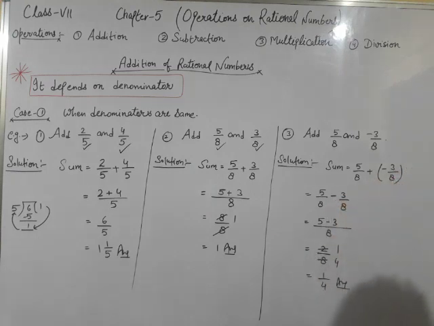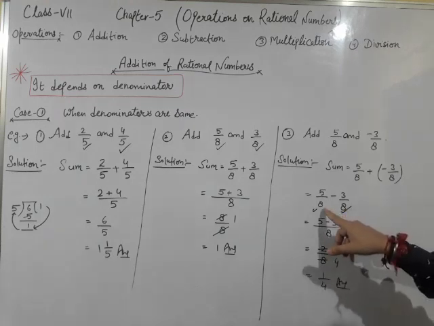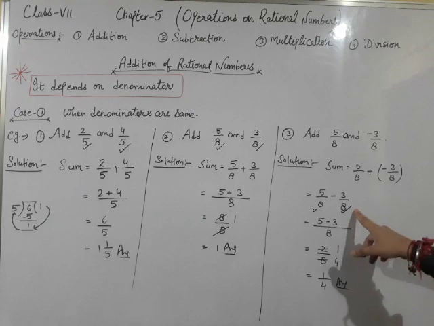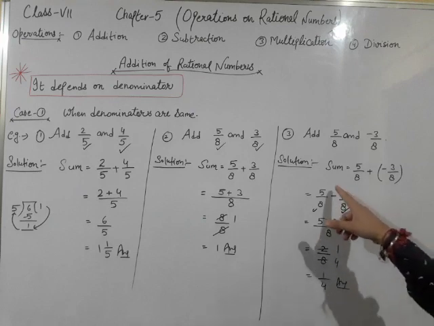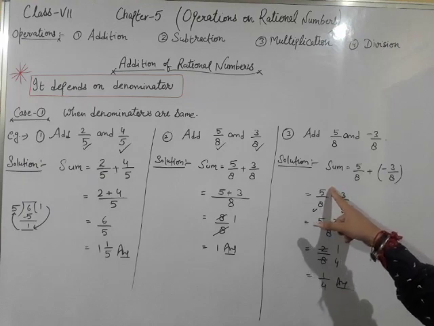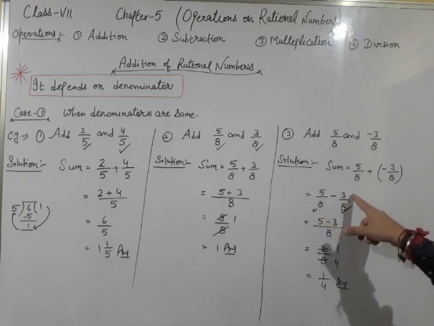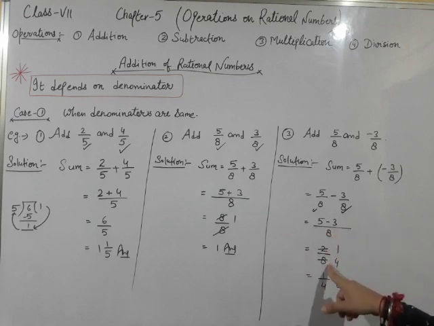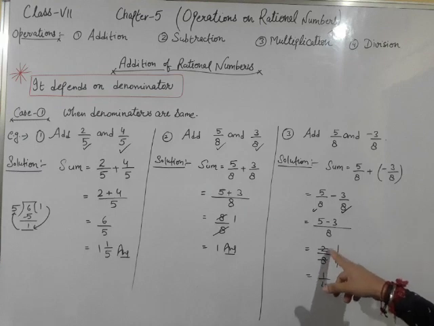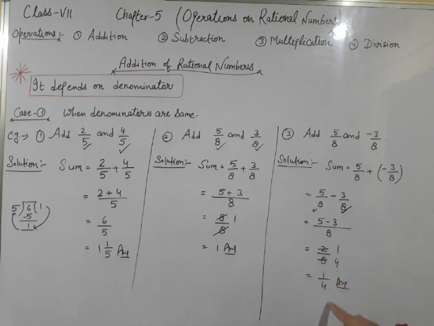Now we can observe that denominators are same here. So if denominators are same, we can solve their numerators directly. 5 minus 3 upon 8. 5 minus 3 is 2 upon 8. 2 and 8 both are divisible by 2. So 2 ones are 2, 2 fours are 8, and we get 1 by 4. And 1 by 4 is a proper fraction or proper rational number.